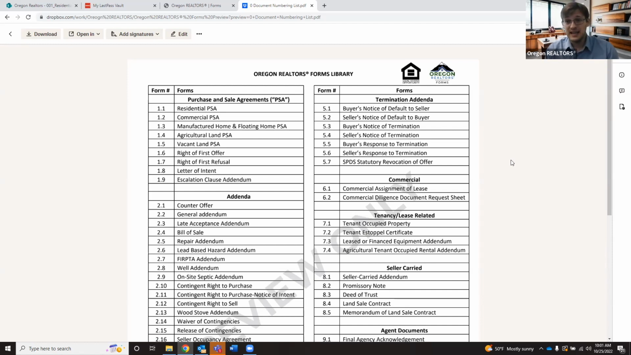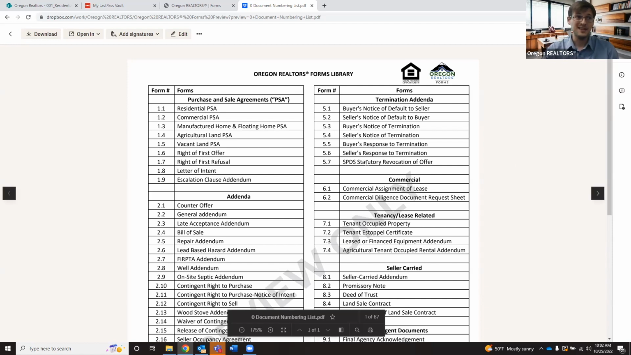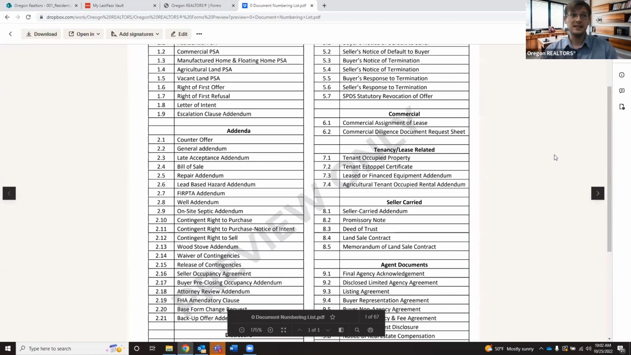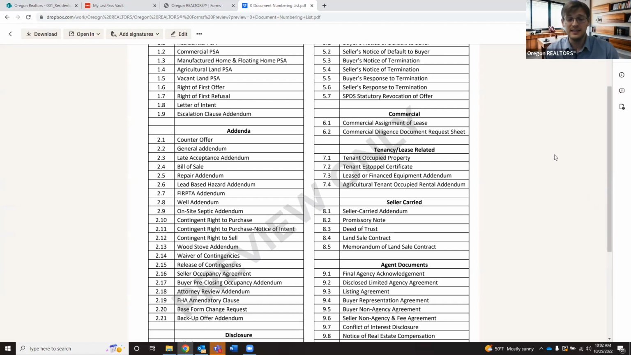The exception is the SPDS. If you revoke, the money doesn't have to be identically directed out. Instead, the buyer just gets the money back because they can say, I revoke based on the SPDS. So that form has to be there just to facilitate that sort of revocation. For commercial, there are those special instances where commercial leases need to be assigned and commercial processes have more due diligence documents that are requested at times. So we have forms to facilitate that.